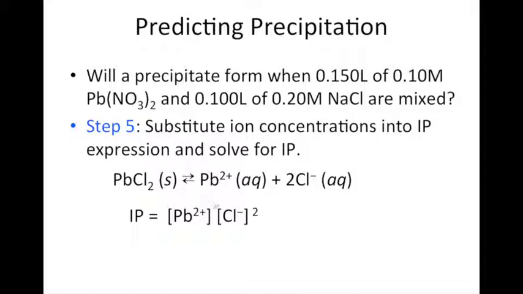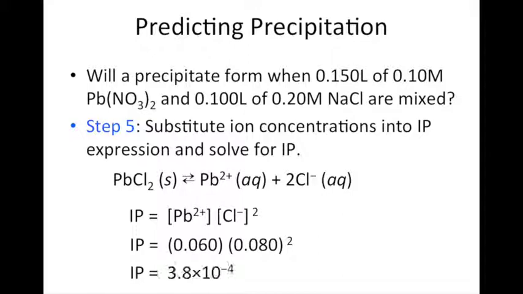So our fifth step, once we have our IP expression, we now want to plug in the concentrations of our ions. Remember, we just calculated our lead concentration and our chloride ion concentration, and we want to plug those in, and we want to solve for IP. Again, this is very similar to calculating QC. What did we do with QC? Remember, we compared it to KC, and that allowed us to determine which way the reaction would proceed. That's essentially what we're doing here. So if we solve for IP, we get an IP value of 3.8 times 10 to the minus 4.